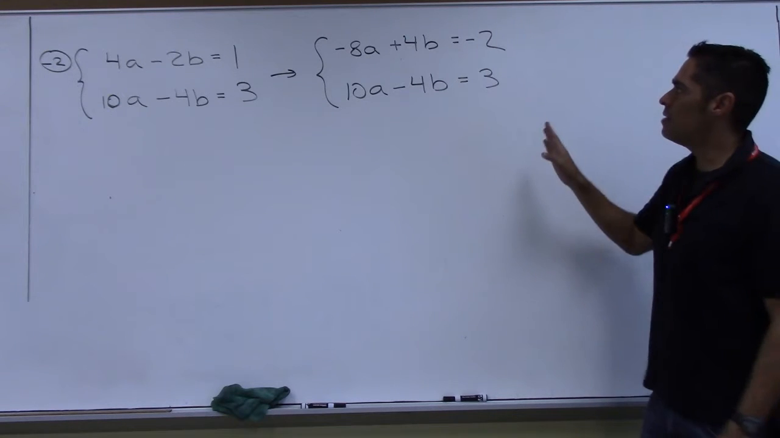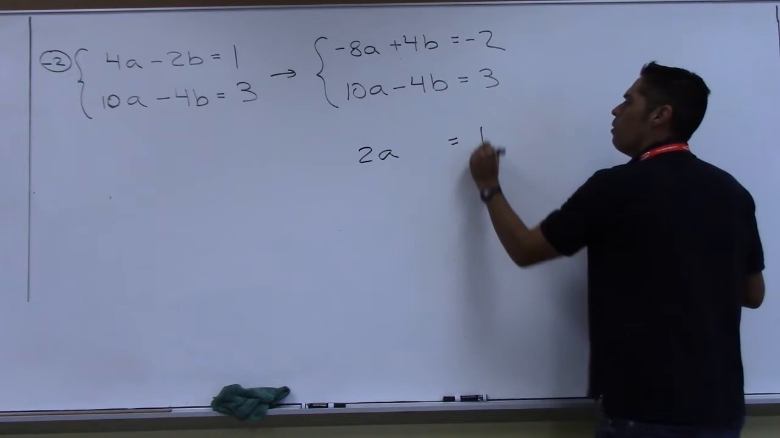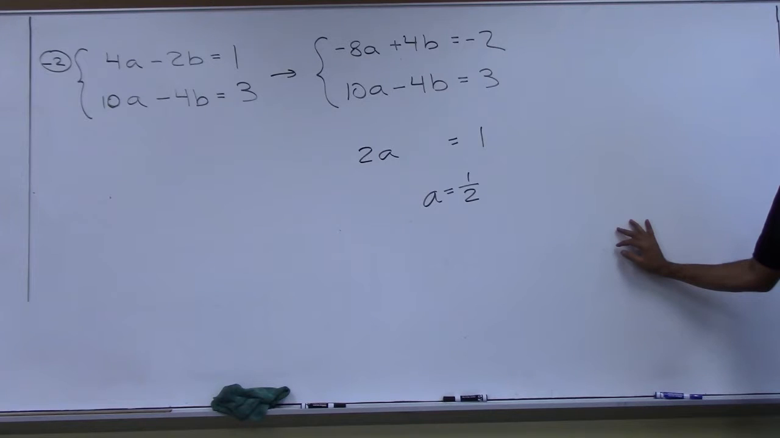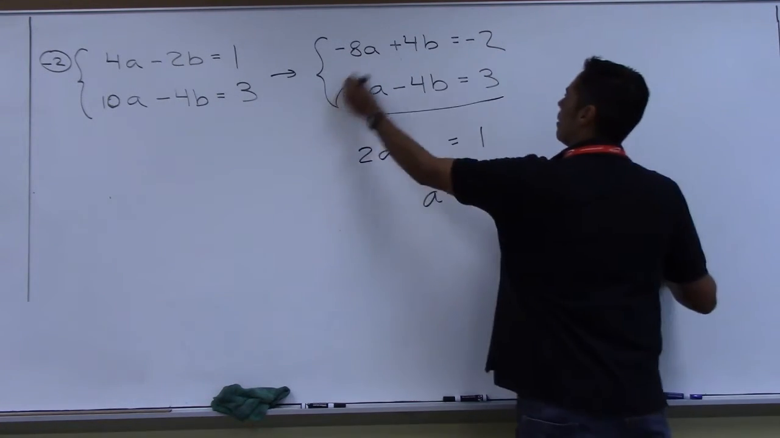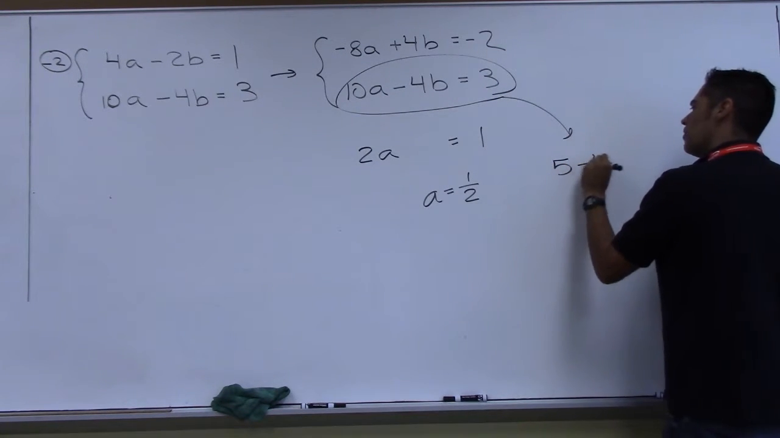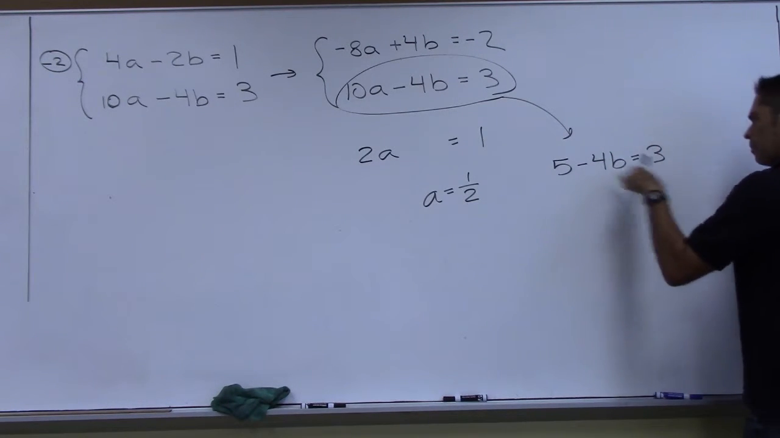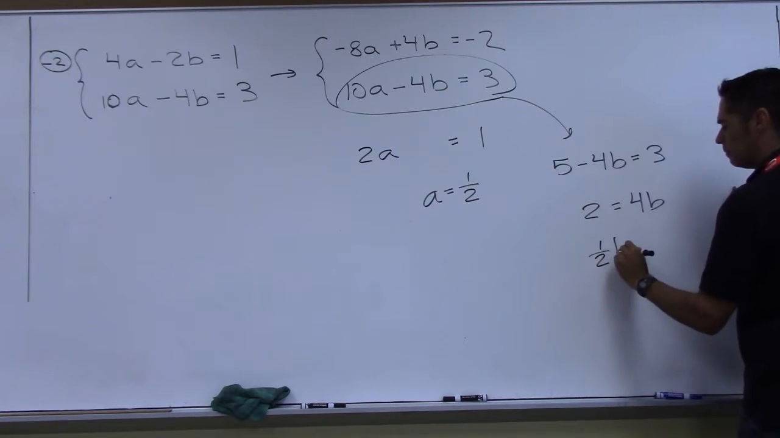Now if I add straight down, I get what? 2a equals 1, which means a is 1/2. And then to get b, how do I get b? I can just take a and plug it into any of these equations. So I'll grab this one right here and replace a with 1/2. What's 1/2 of 10? 5 minus 4b equals 3. Move the 5 over, or I'll move the 4b over, I'll move the 3 over, and you get 1/2 for b.